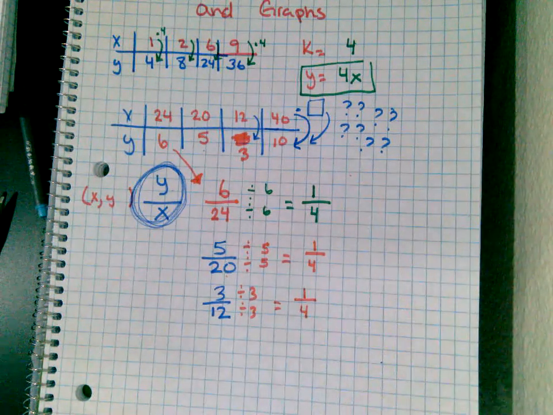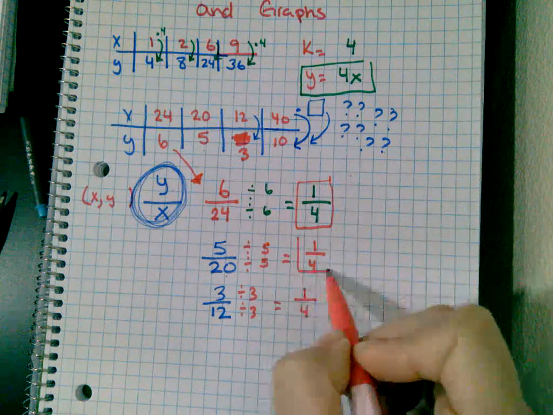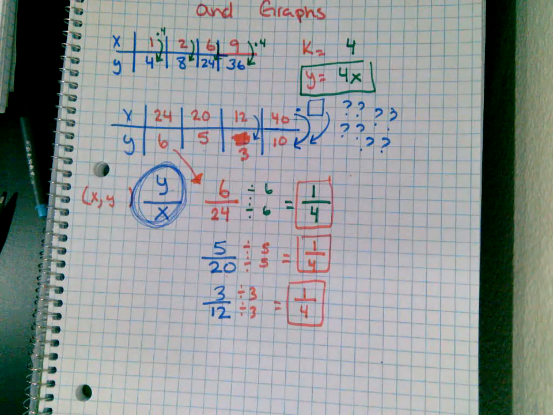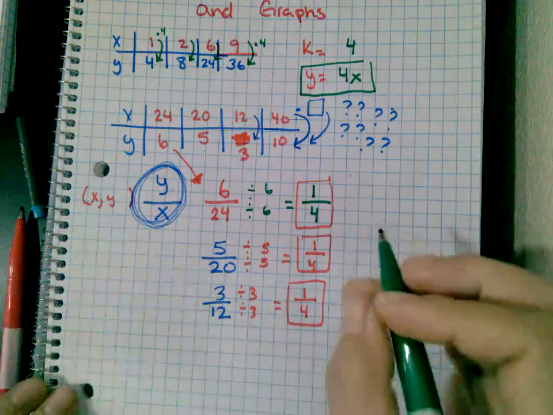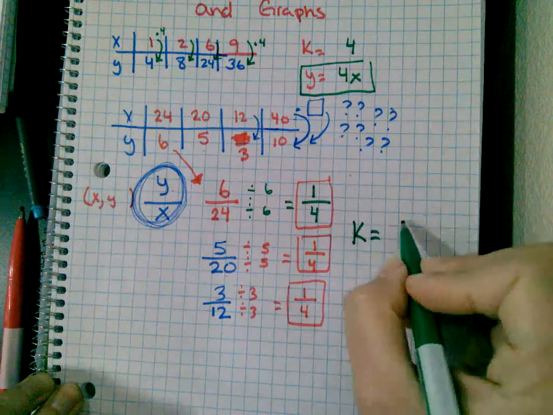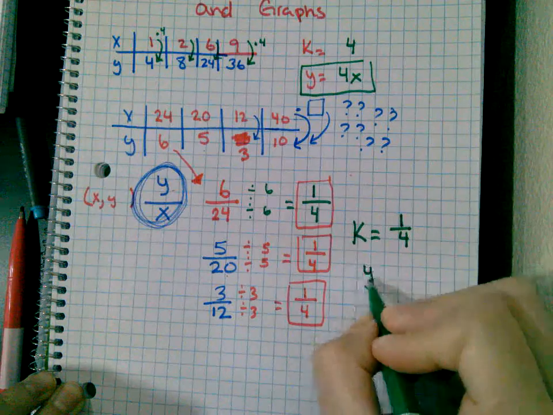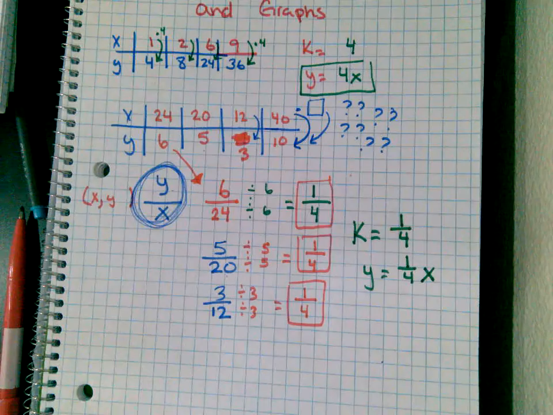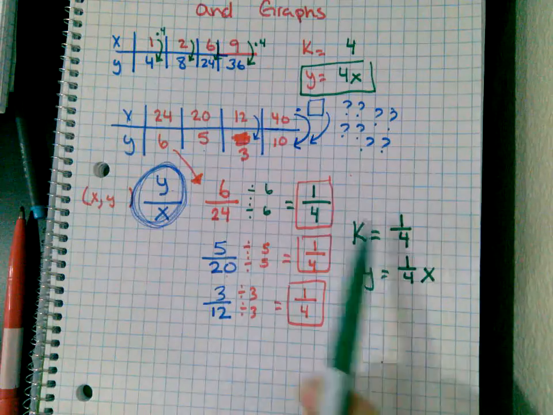Dude, what is going on here? What is going on is, guess what we call this fraction? We call it your unit rate. We call it the constant of proportionality. So that means that k is equal to 1/4. Your equation would be y equals 1/4 x. So if I were to take 40 and multiply it by 1/4, I would get 10.